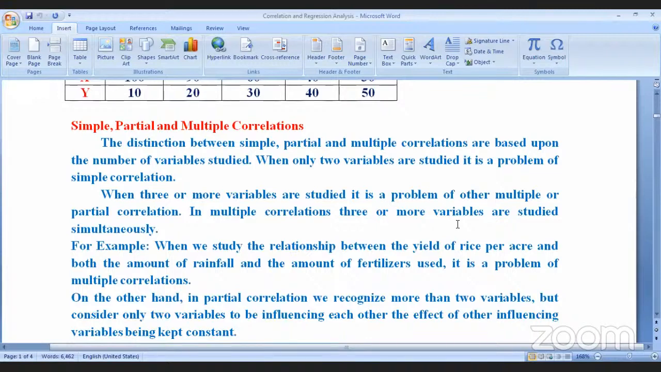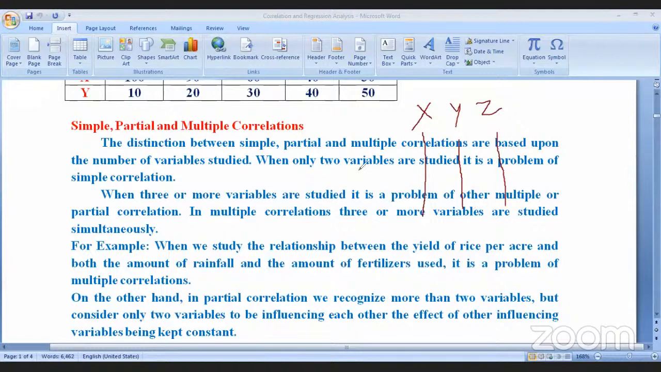The distinction between simple, partial, and multiple correlation is based upon the number of variables studied. Number of variables studied means here the variables x, y, z. In x, all the values are written here: 1, 2, 3, 4, 5, 6, 7, 8, and 10, and 20, 30, 40, 50, 60, 110, 120, 130, 140. Different values are there.